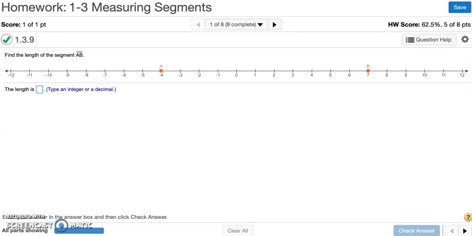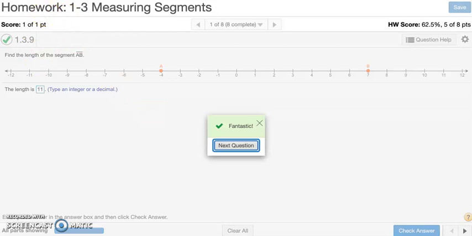On 3, measuring segments, number 1. It is asking you to find the length of segment AB. So all you do is count from point A to point B. So we have 1, 2, 3, 4, 5, 6, 7, 8, 9, 10, 11. So the length is 11.